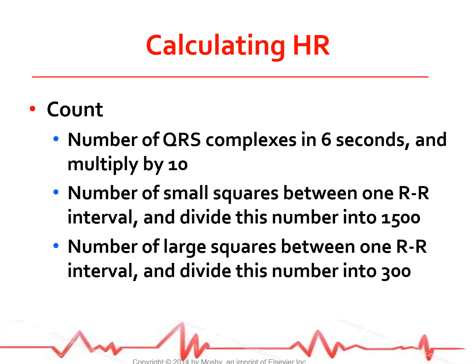There are 2 other methods: the number of small squares between one R to R interval, and the number of large squares between. Those are just 2 other methods that are rarely used because it's kind of crazy. Ain't nobody want to count the number of small squares between one R to R interval and divide it into 1500. It's not something that we can do easily. But there are other methods that you can use, although the 6-second method is the most common.